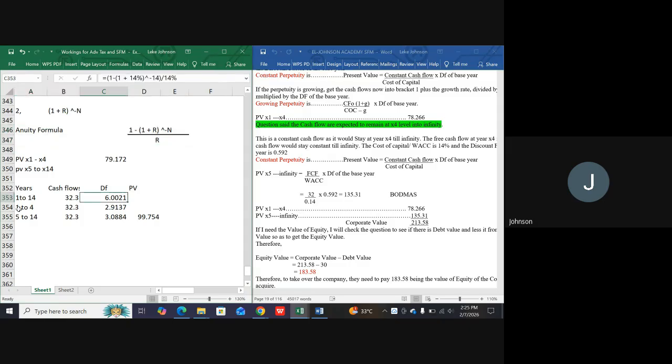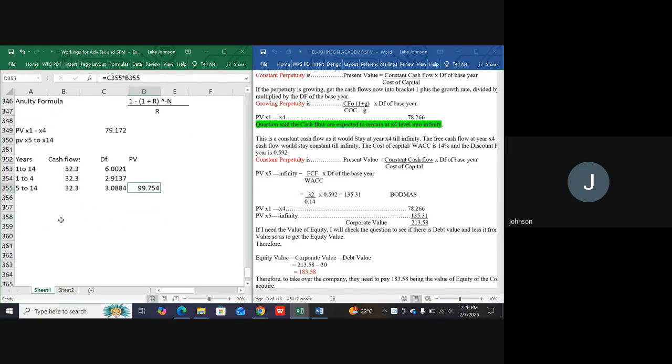Because we have gotten 1 to 4 before, we now did 1 to 4. We also got our discount factor, right? We now say the discount factor of 1 to 14 minus the discount factor of 1 to 4, we got this value. So that is what we called 5 to 14. We now say this value multiplied by this value gave us this value. So how do we now get the corporate value?